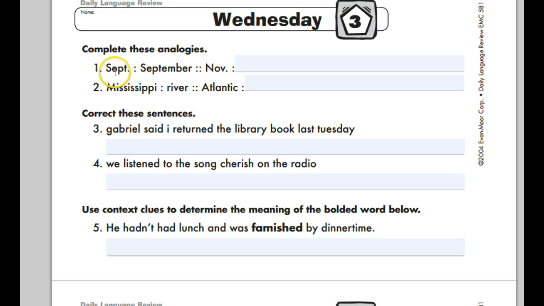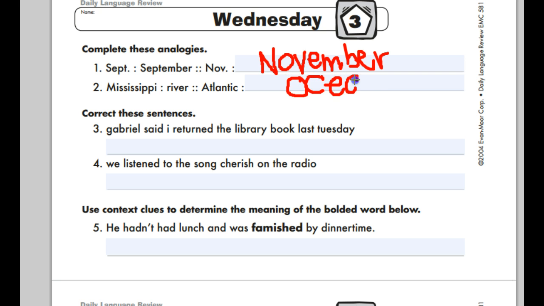Okay, Sept, this is the abbreviation for September, is to Nov, N-O-V period. So that's going to be November. So we have abbreviation to what it stands for. So Sept is to September as Nov is to November. Mississippi is to river, as Atlantic is to, hopefully you remember from last year, ocean.